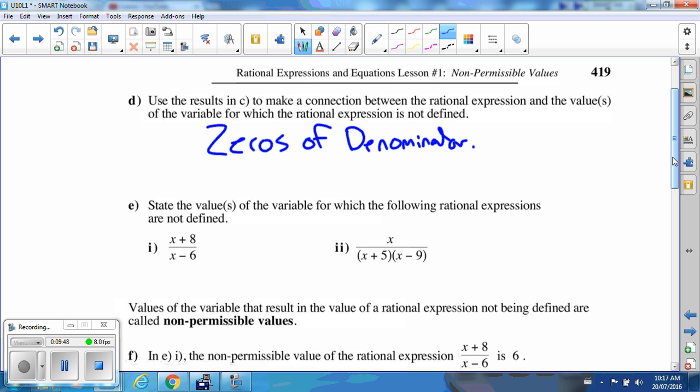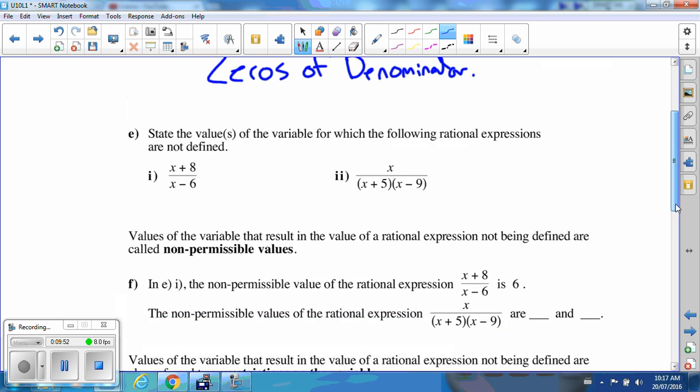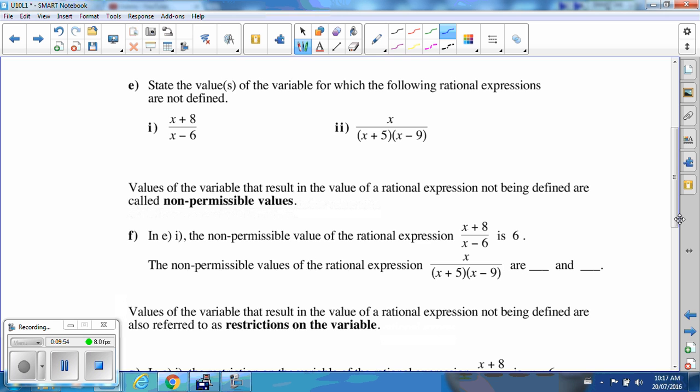Okay. State the values for which the variable of the rational expression is not defined. This one's going to just be a factor of x minus 6, it means x equals 6. Hopefully you can get to the point where you just look at the factor and you're like, oh yeah, that's that. If not, what you can always do is go like this, x minus 6 equals 0. And then what I'm going to do is just add 6 to both sides.